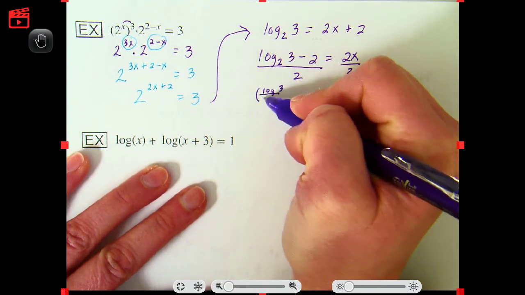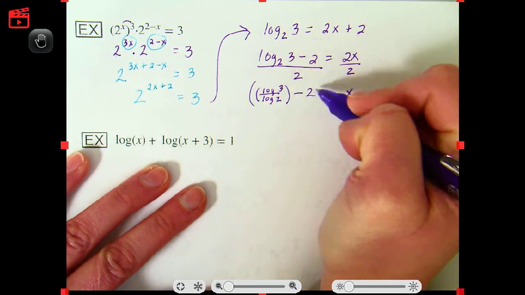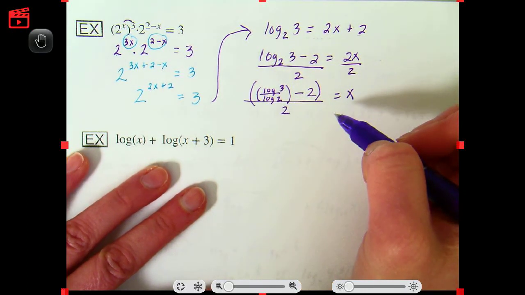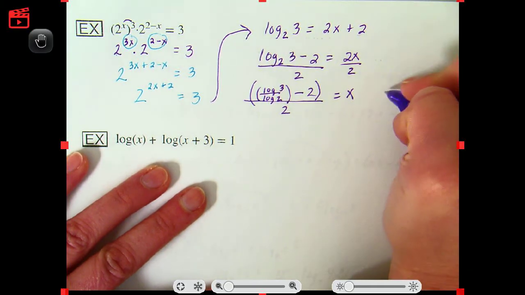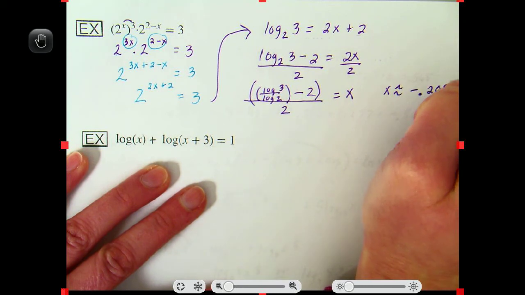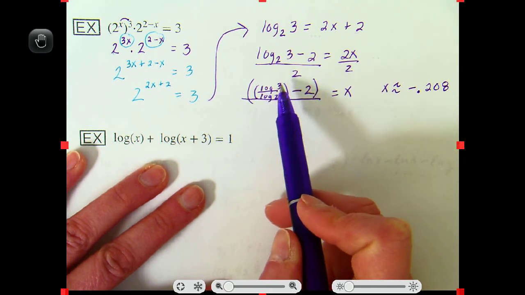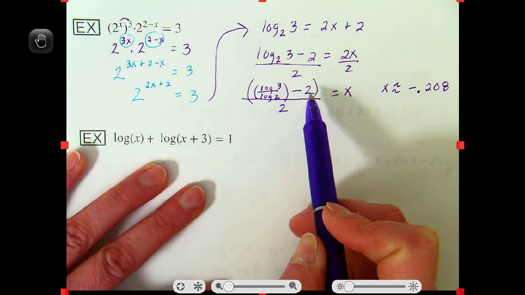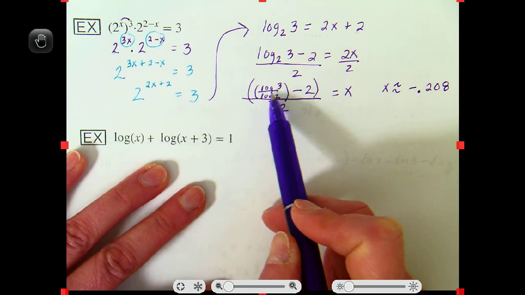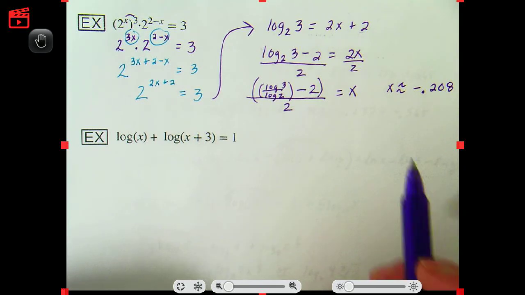But don't forget, log base 2 of 3, you'd have to do log 3 divided by log 2, close that parenthesis, minus 2. Either hit enter before you divide by this other 2, or do extra parentheses around your numerator. When you type it in, you should get that x is about negative 0.208. So some people will struggle with this. You might want to do log 3 divided by log 2, enter. Minus 2, enter. Divide by 2, enter. Or you'd have to group your whole numerator in parentheses, and then divide by 2 if you want to type it all at once.